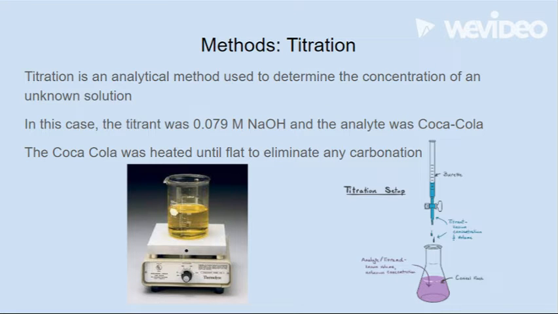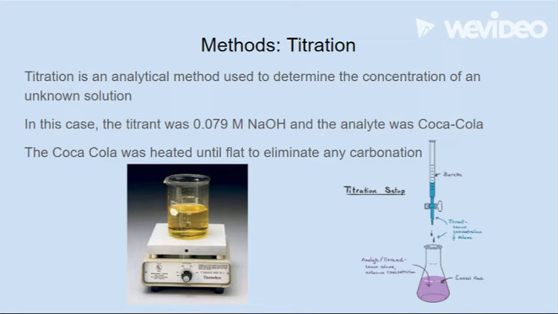The first method used in this experiment is titration. Titration is an analytical method used to determine the concentration of an unknown solution. This is done by adding a standardized titrant, which is a solution with known concentration, to an analyte, a solution with unknown concentration, until the reaction reaches the equivalence point. In this experiment, the titrant was sodium hydroxide that had a concentration of 0.079 molar, and the analyte was either 20 milliliters or 40 milliliters of Coca-Cola, depending on the trial set. It was important to standardize the NaOH to know the concentration, which will be used in later calculations.